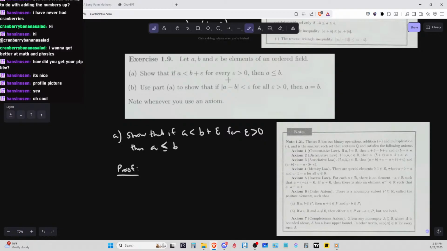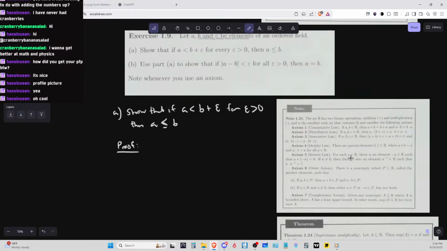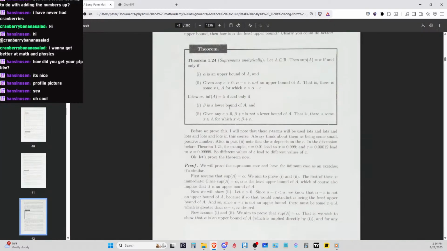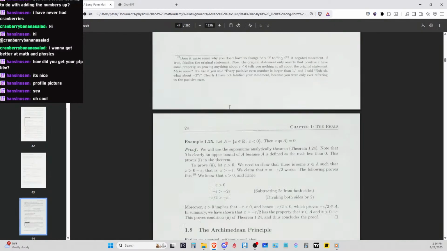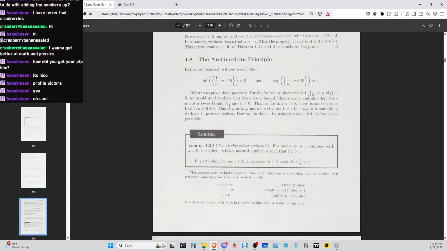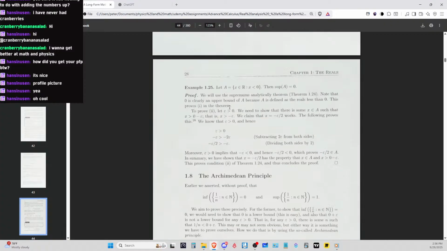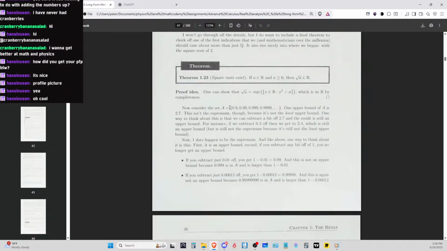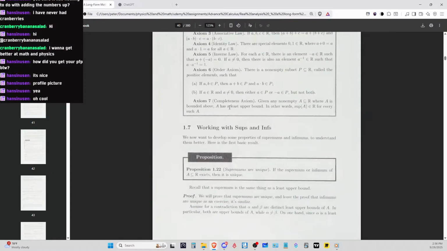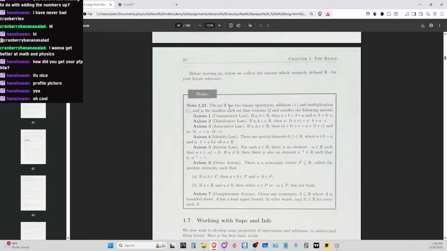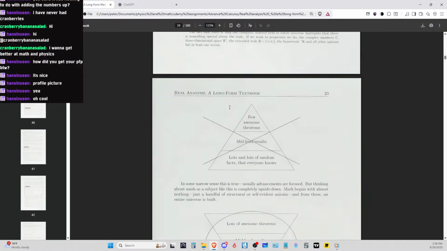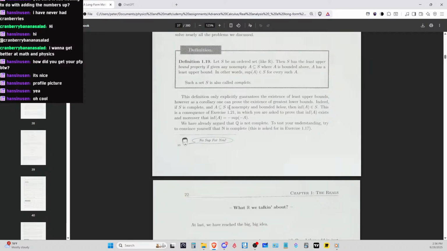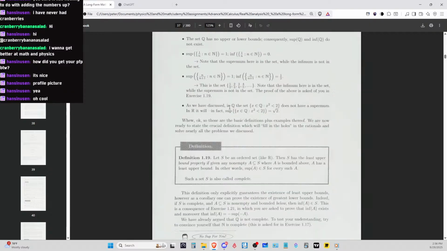Oh, I think we need the epsilon definition, because it looks like it's requiring us to involve that. The Archimedean principle. Let's see. I want to make sure that we get the right stuff here.